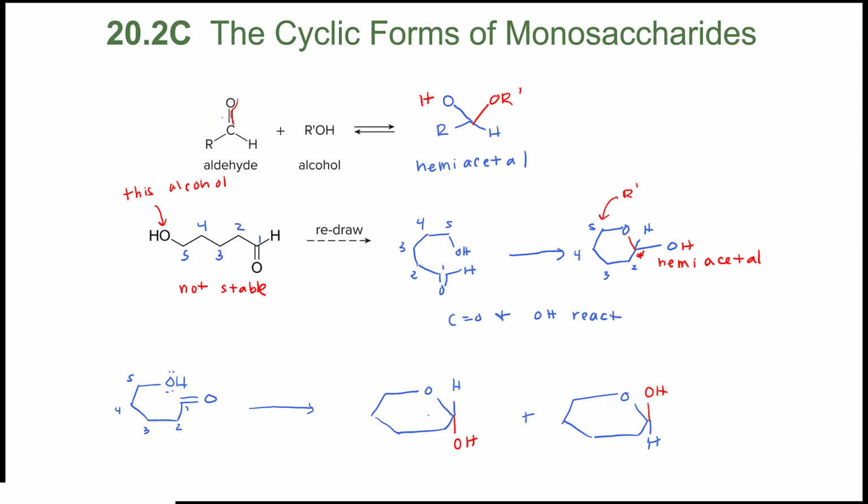If the alcohol attacks from the bottom, we're going to get the alpha anomer, where the OH is on the bottom. So this right here is called an anomeric carbon. This one is also the anomeric carbon. And an anomeric carbon is just a fancy way of saying that it's the hemiacetal carbon.